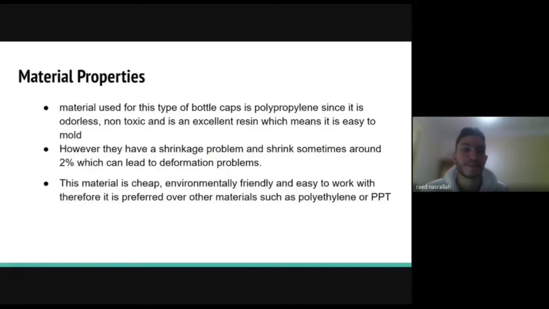Material properties. The material used for this type of bottle cap is polypropylene since it is odorless, non-toxic, and an excellent resin, which means it's easy to mold. However, it has a shrinkage problem and shrinks sometimes around 2%, which can lead to deformation problems. The material is cheap, environmentally friendly, and easy to work with. Therefore, it's preferred over other materials such as polyethylene or PET. Next.